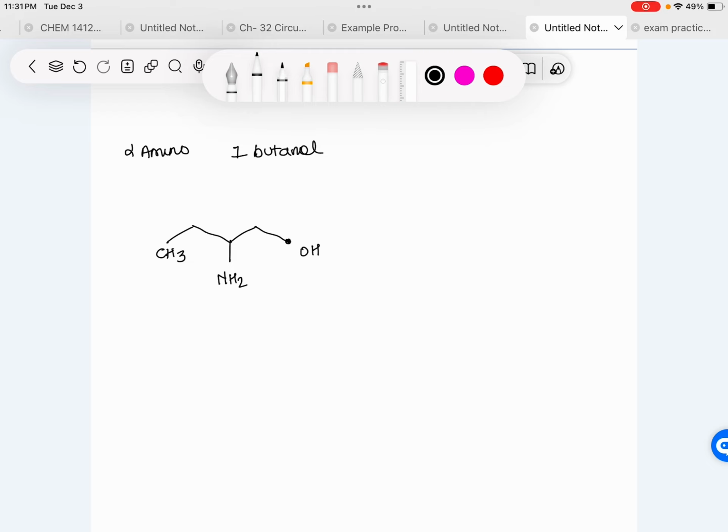The electron geometry for oxygen is tetrahedral because it has 2 lone pairs and 2 bonds. The molecular geometry is bent because it has 2 lone pairs, and the hybridization is sp3.